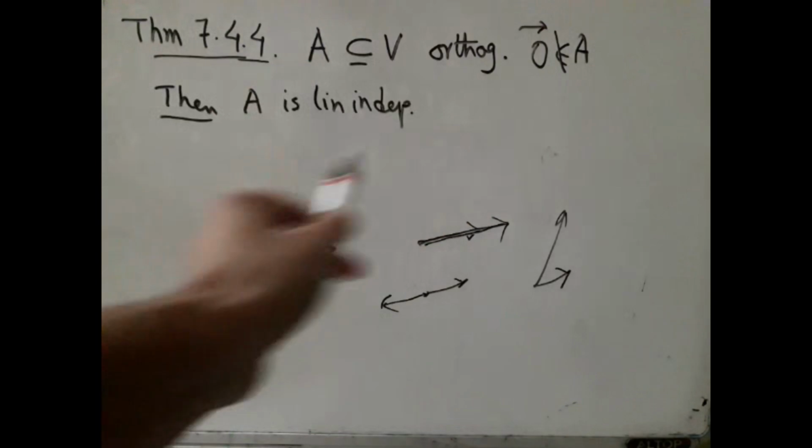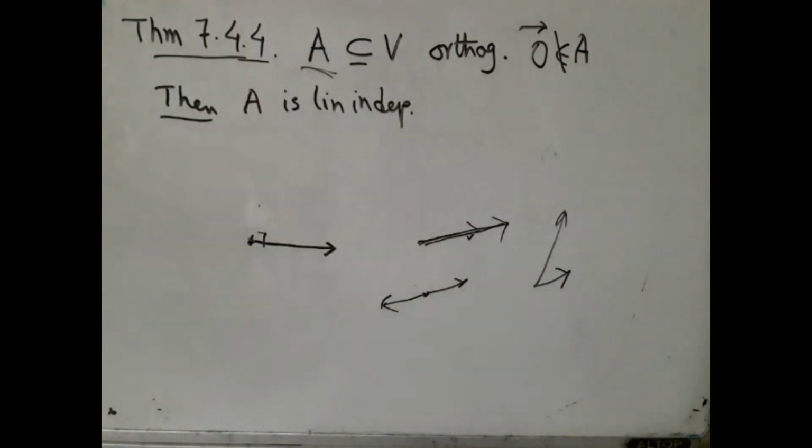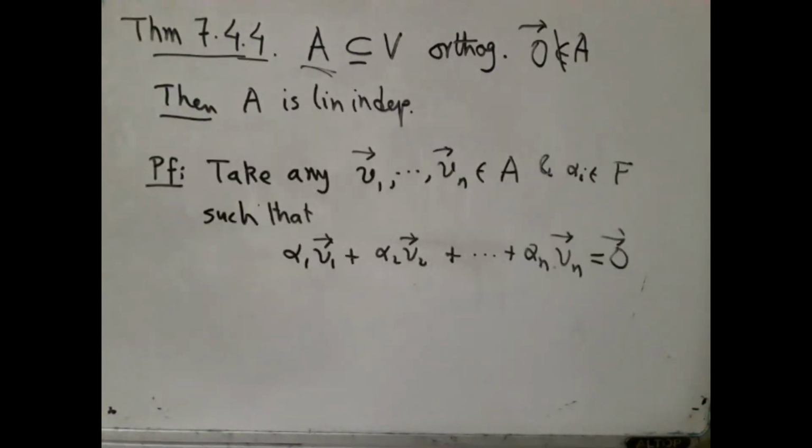Now, this result is true even if A is an infinite set, which is a possibility that will happen only when V is an infinite dimensional space. Not that we are considering such infinite dimensional spaces here. However, this result is true in general. The proof goes like this.